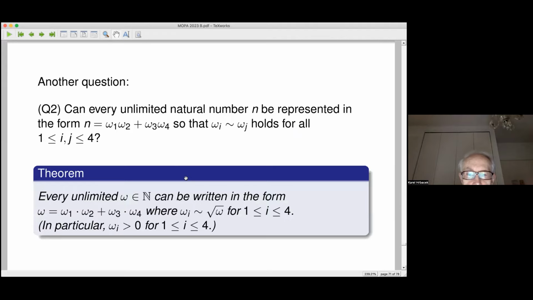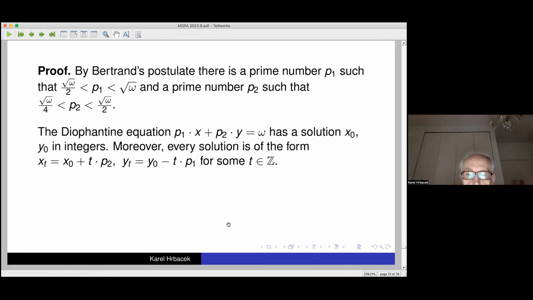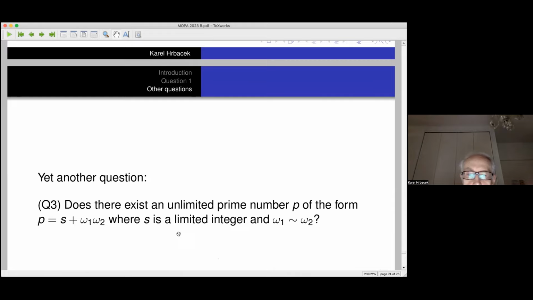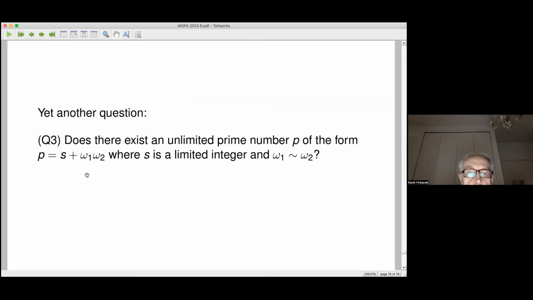And finally, there is one more question, namely, does there exist an unlimited prime number p of the form s plus omega 1 omega 2, where omega 1 and omega 2 are of the same order? Now, this is obviously true if we assume the n squared plus 1 conjecture, because if there are arbitrarily large n such that n squared plus 1 is a prime, well, then we take an unlimited n with that property and we have a solution.